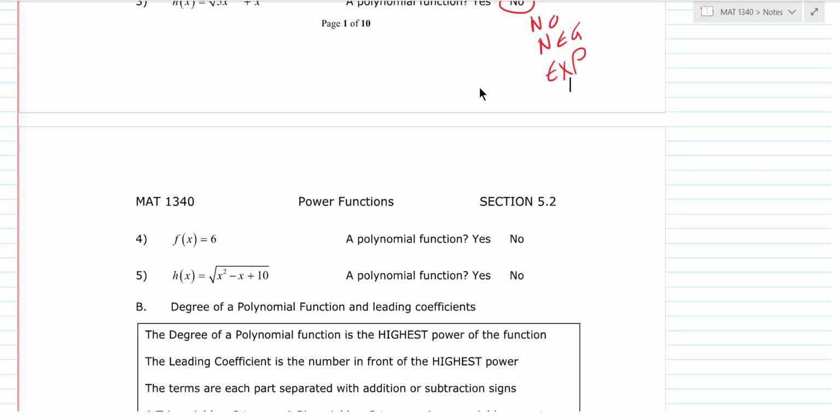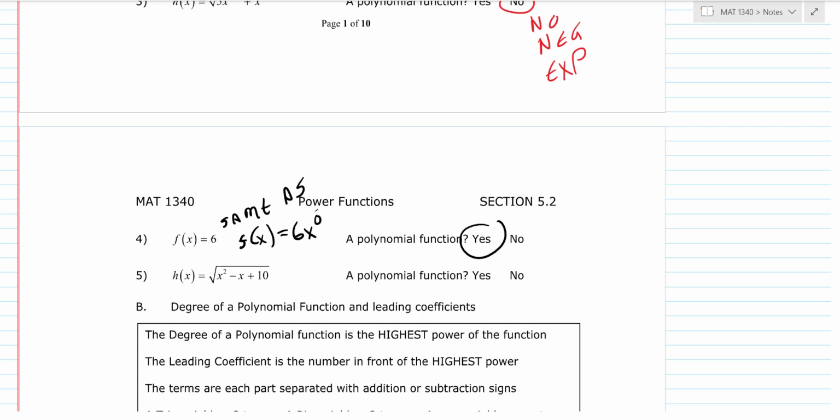It is a yes. I don't know how many people spotted this, but you need to understand this function is the same as f of x equals 6x to the 0. What is anything to the 0 power? Do you all know that? It's 1, right? So it's really 6 times 1, and 0 is a whole number, so that's a yes. I know some of you fell for that one. That's all right. How about the next one?